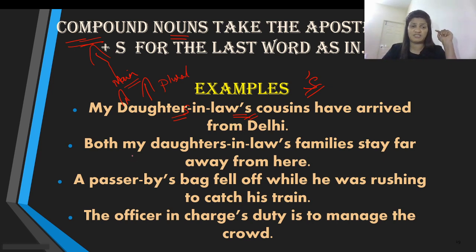Now, let me read the first sentence for you. My daughter-in-law's cousins have arrived from Delhi. And the second one, both my daughters-in-law's families stay far away from here. Here we are talking about 2 daughters-in-law, not just one. We are pluralizing the compound noun and we are also showing possession, as they're talking about their families. So we use it like this: daughters-in-law's families stay far away from here.